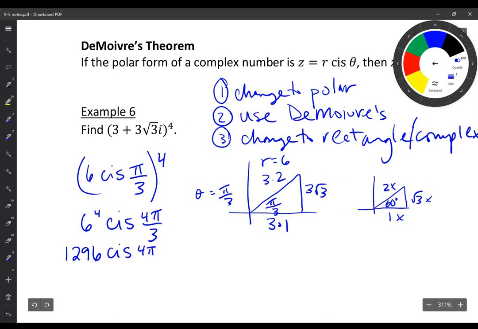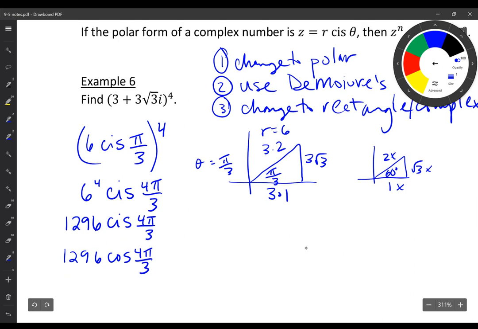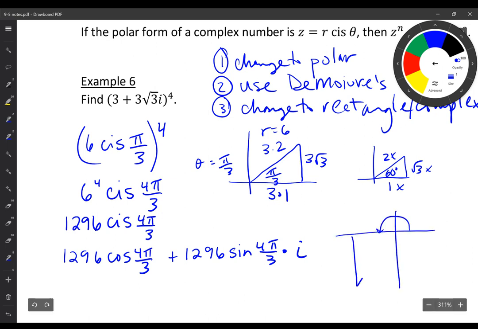I've raised it to the 4th power, but now I want to change it back to rectangular. So to change it back to rectangular, I need to just evaluate now. So remember, this is 1296 times the cosine of 4 pi over 3. And you don't have to write this step out. And then we'd have a plus 1296 times the sine of 4 pi over 3 times i. So we're changing back to rectangular now. So 4 pi over 3, let's go ahead and graph that. That's going to be pi over 3 past that line, because 3 pi over 3 would be 180, and then 4 pi over 3 would be adding 1 more pi over 3 to that.